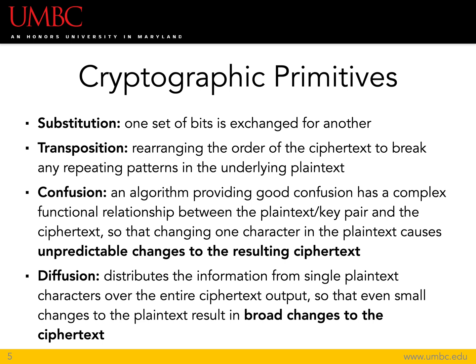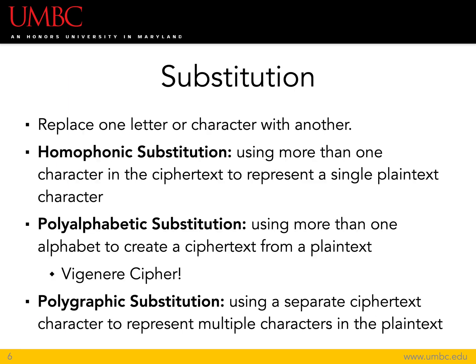Okay, so let's talk about those other primitives, the ones that are fairly old and easier to grasp mathematically. We'll start with substitution. Again, this is just replacing a character with another character. And there's a couple of different ways you can do this. One, homophonic substitution, is where you're using more than one character in the ciphertext to represent a single plaintext character. So if I had that same message, hello, and instead of replacing the H with the P, maybe I was replacing it with a P and a G, that would be homophonic substitution, right? Because I'm using more than one character to represent a single plaintext character.